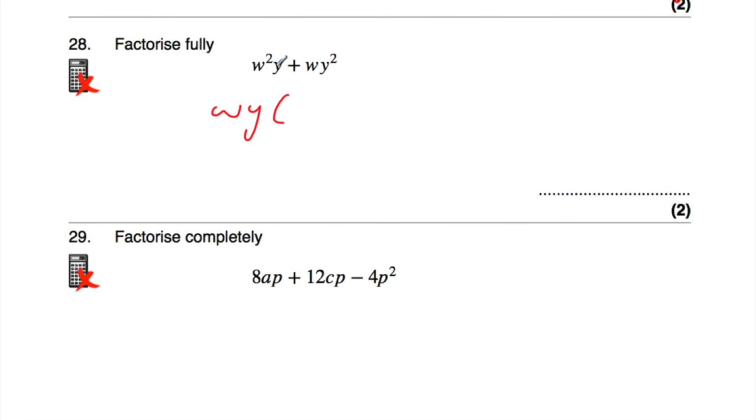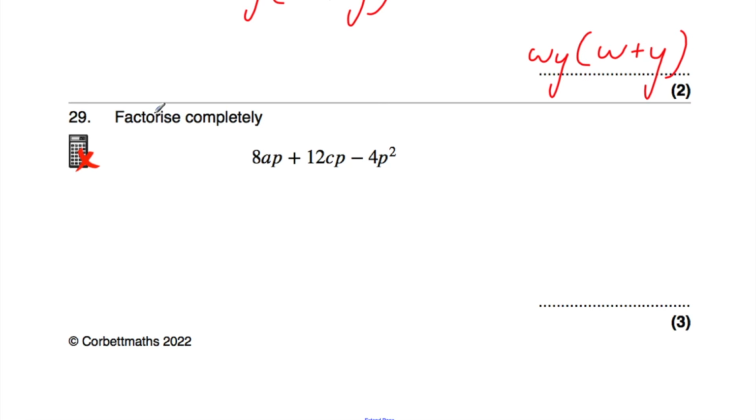So if we had w squared y and we take out our wy, we'd just be left with a w. And then we've got plus, and then if we had wy squared, if we take out our w and our y, we'd just be left with a y. So answer would be wy, open brackets, w plus y, close brackets. And let's just check our answer. wy times w would be w squared y, and then wy times y would be wy squared. Okay, let's have a look at our last question, question number 29.